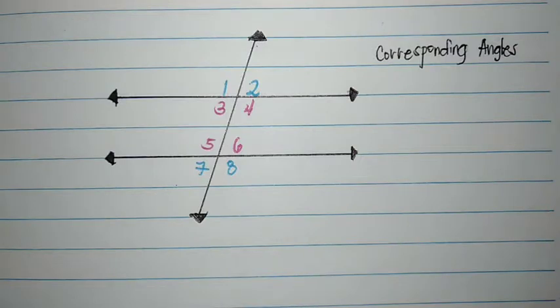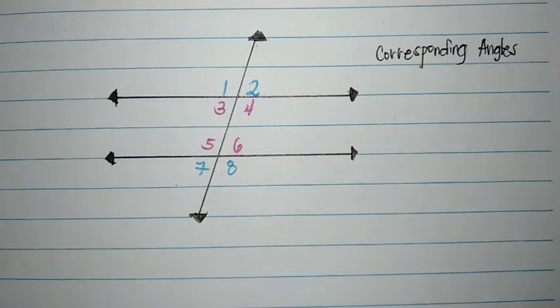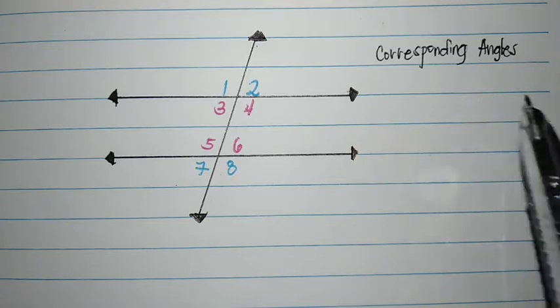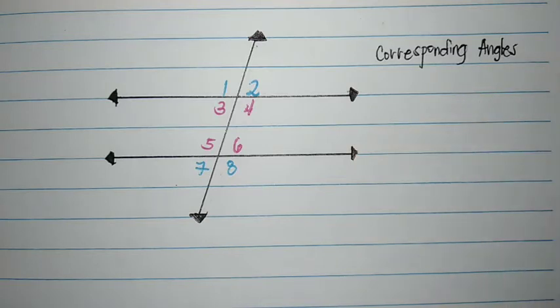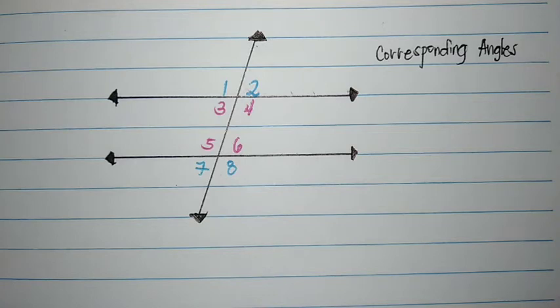For the next condition, meron din tayong tinatawag na corresponding angles sa ating parallel lines cut by a transversal. Okay? So, when we say corresponding angles, it is two angles that occupy corresponding positions. Dalawang angles na nag-occupy ng parehas na posisyon. Alright? So, meaning to say, hanapin natin dito kung ano-ano ba yung corresponding angles.